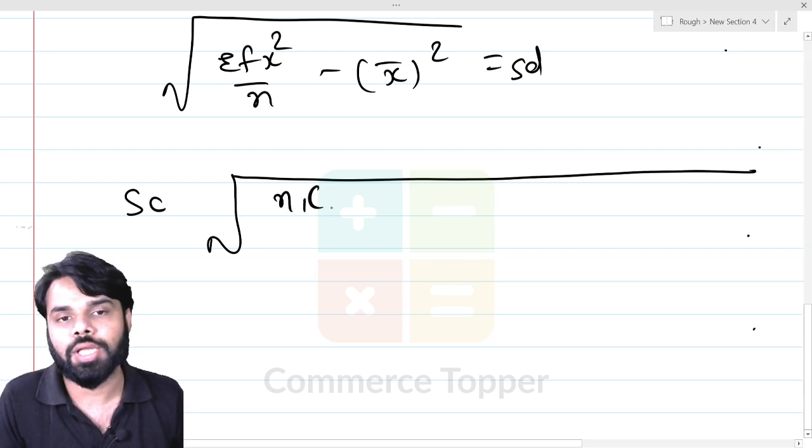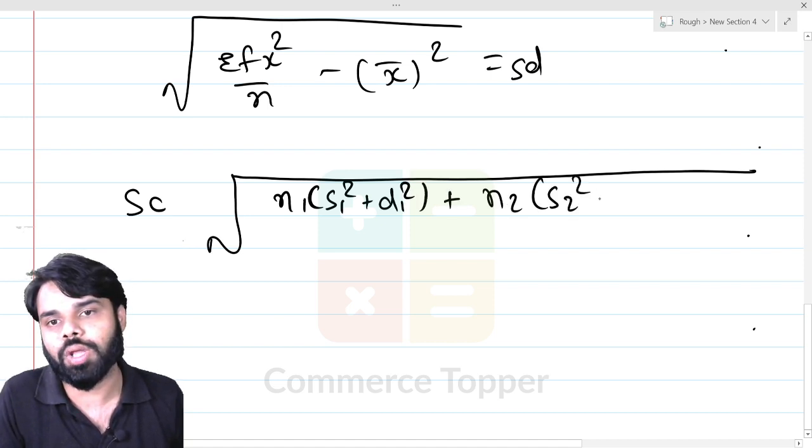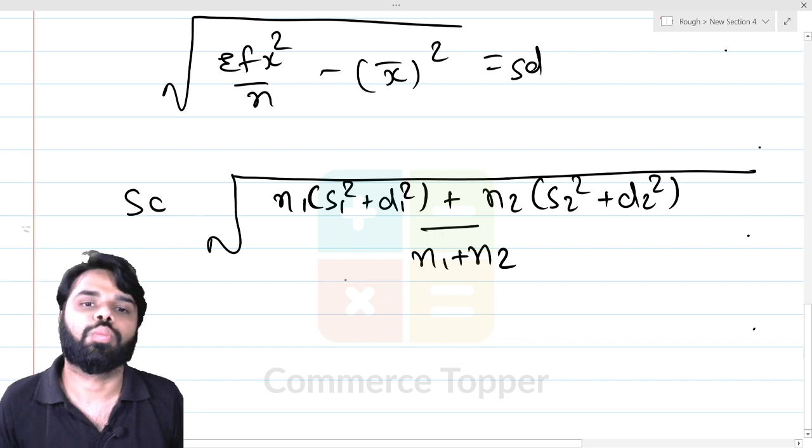Combined standard deviation says: n1 (s1 square plus d1 square) plus n2 (s2 square plus d2 square), divided by n1 plus n2.